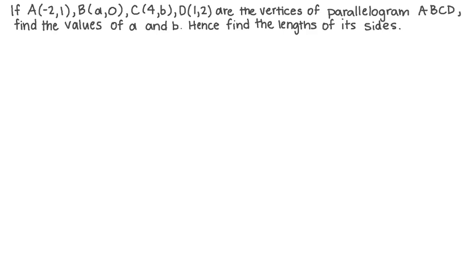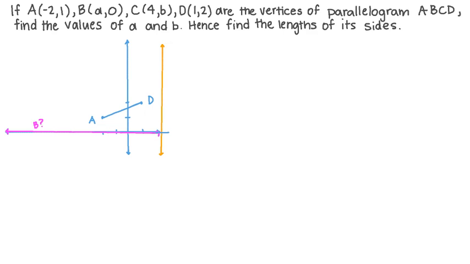The first time you read this, you might think, okay, great, distance formula. You might sketch out a coordinate plane, plotting A at (-2, 1) and D at (1, 2). But then we start to run into problems. B is located somewhere on the x-axis, and C is located somewhere along the line x equals 4. And while we could use the distance formula to find the distance from A to D, it would not help us find point B or C.